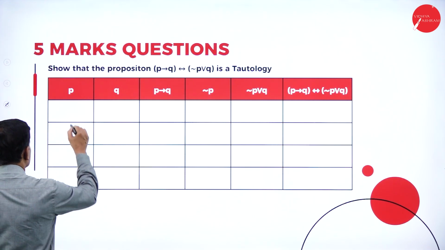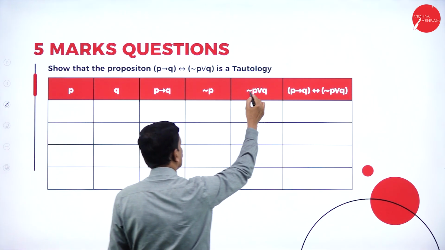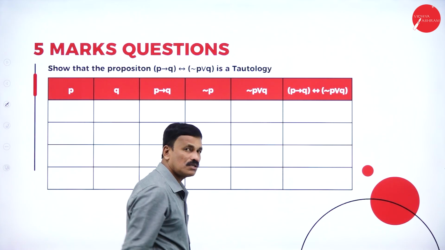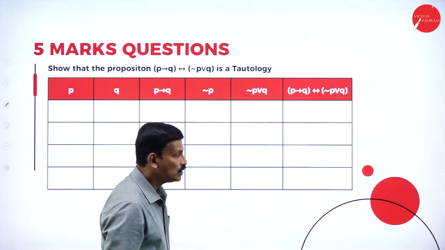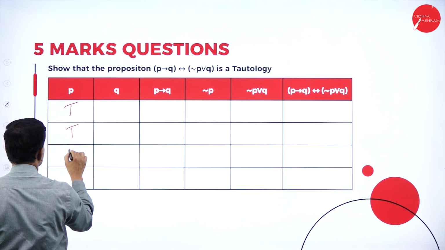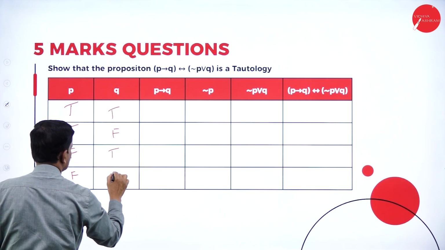Now just split it. P, Q, P conditional to Q, negation P, disjunction Q, and P conditional to Q biconditional to negation P disjunction Q. Now as usual, write down the truth values. For P it is T, T, F, F, and for Q, T, F, T, F.